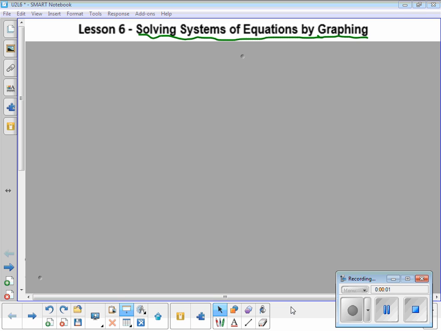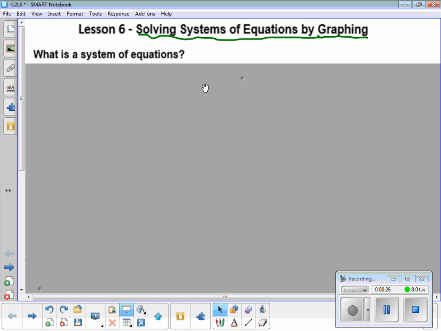Okay, class, today what we're looking at is solving systems of equations by graphing. So far we've looked at lines. We know how to determine the equation of a line, and we also know how to graph lines. So today we're solving what they call systems of equations by graphing. So exactly what is a system?